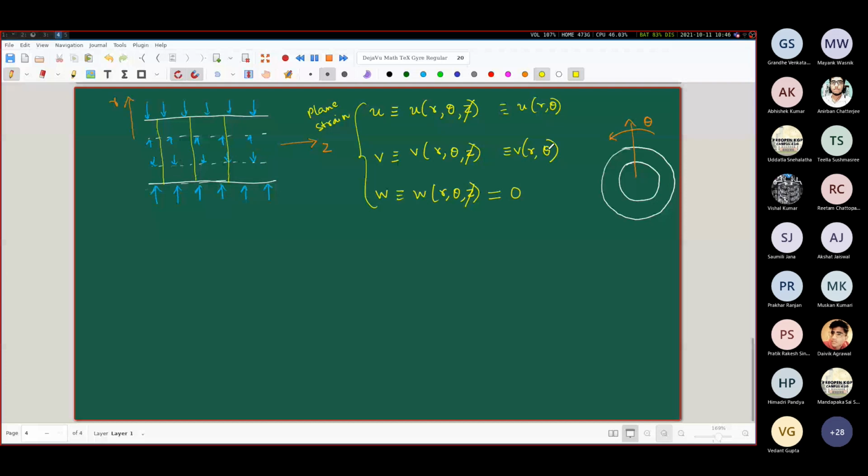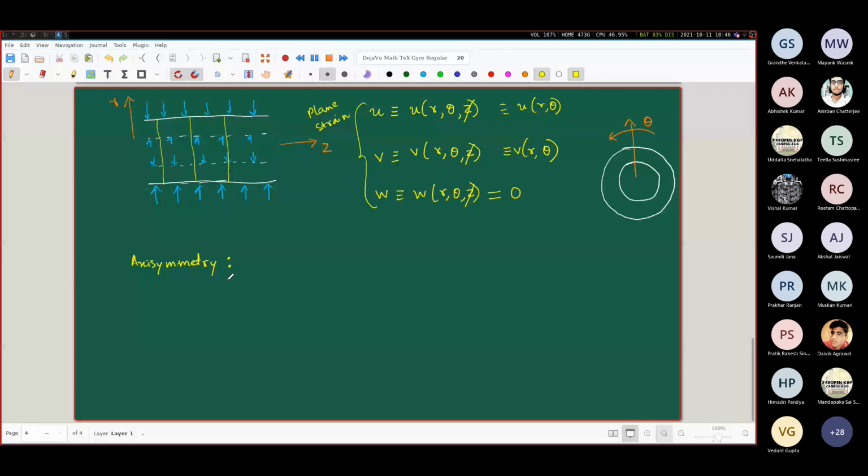Next, in addition to this, we are also going to consider the fact that the loading is taking place in a perfectly axisymmetric manner. In fact, the entire situation is axisymmetric. You have the geometry also as axisymmetric. The loading also is axisymmetric. So, from the axisymmetry, what can you say first of all?